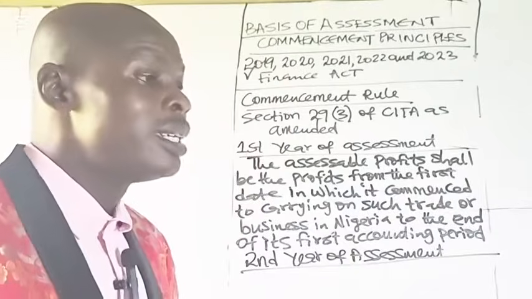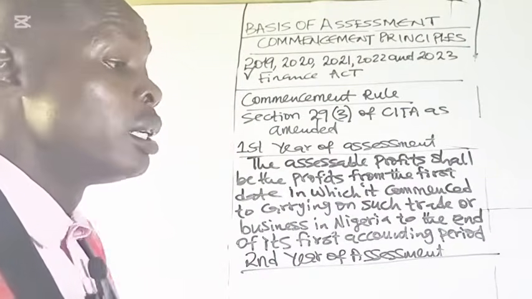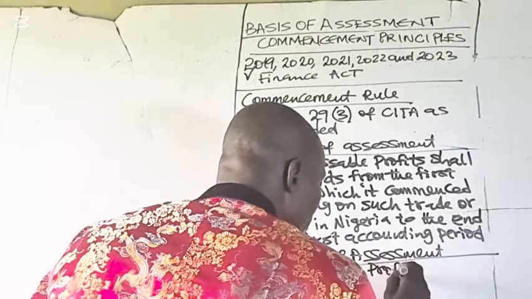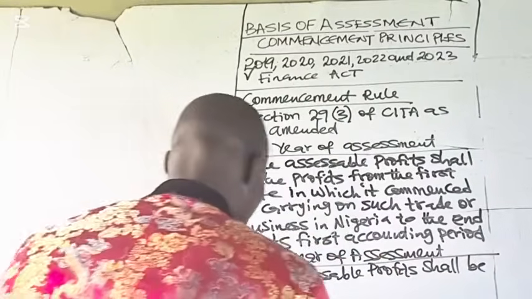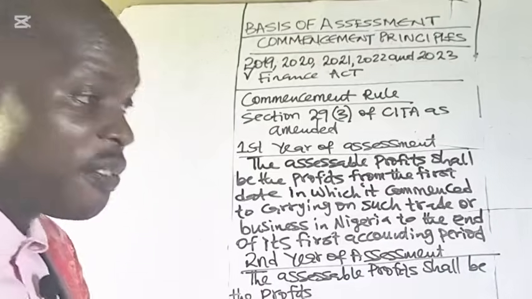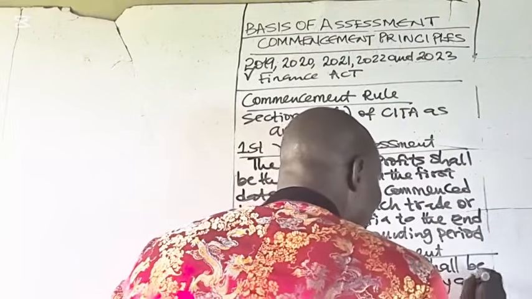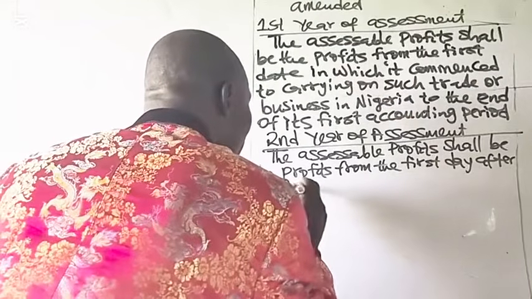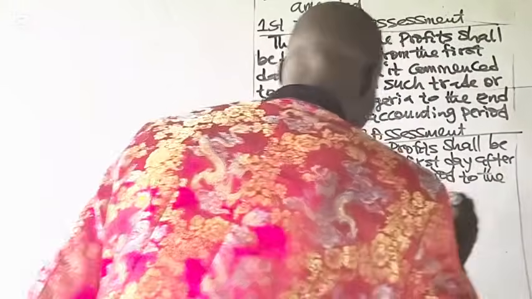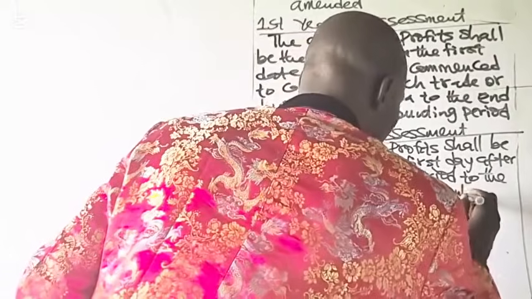The assessable profits shall be the profits from the first day after its first accounting period to the end of its second accounting period.